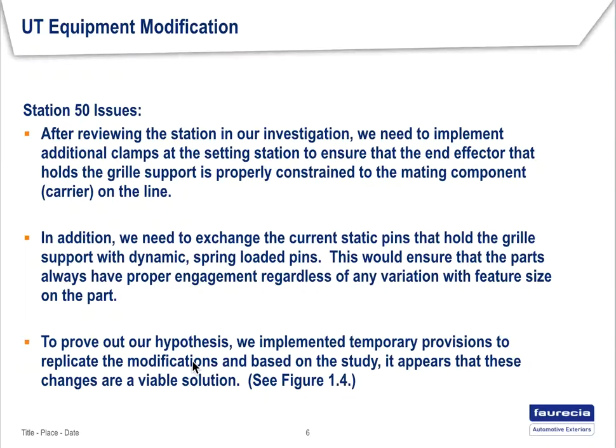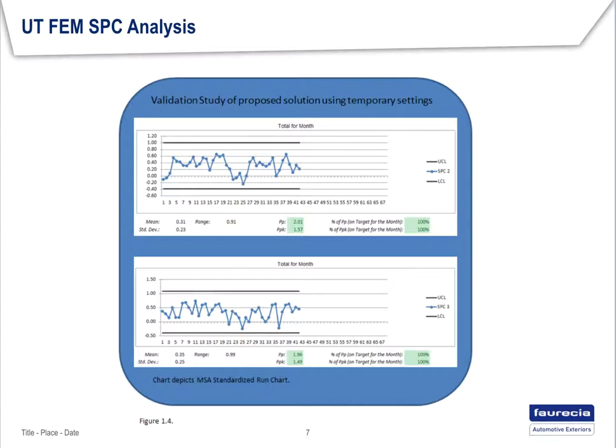To prove out our hypothesis, we did implement temporary provisions as best as we could to replicate the modifications, and based on the study, it appears that these changes are a viable solution. Here's the data in regards to the study that we did. As you can see, with the temporary provisions that were in place, we're hitting our target. Actually, we're overachieving on our target.